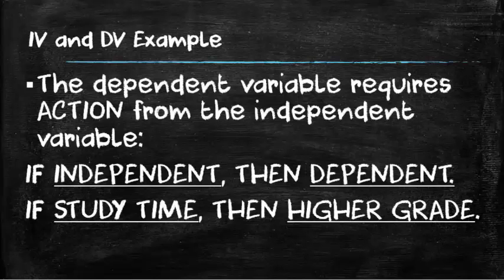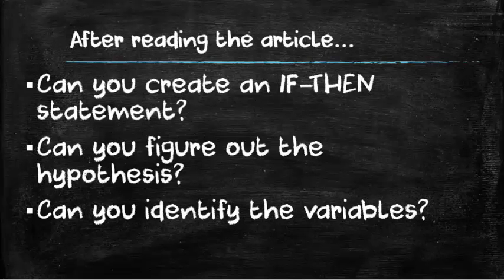And it doesn't really make a whole lot of sense if I switch those around. If higher grade, then study time. Of course, I suppose that there may be some people, if they got a really good grade, it would make them study more. But it makes more sense, and it's more reasonable to assume that if you study hard, your grade will increase. So for the articles you've already read, you should be able to create an if-then statement, which tells you your hypothesis, which allows you to identify your independent and dependent variables. And if you've not done that yet for these two articles, please go back and do so now.